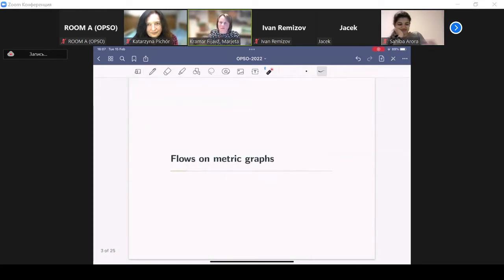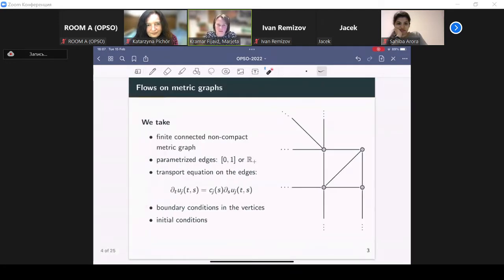Okay, so the main topic is flows on metric graphs. So let us start explaining what I mean by it. We will consider a graph as it is depicted here. So we have some vertices, we have some edges, and this graph is finite, which means that we have finitely many vertices and finitely many edges. It is connected. This is clear what it means. And it is non-compact. What does non-compact mean?